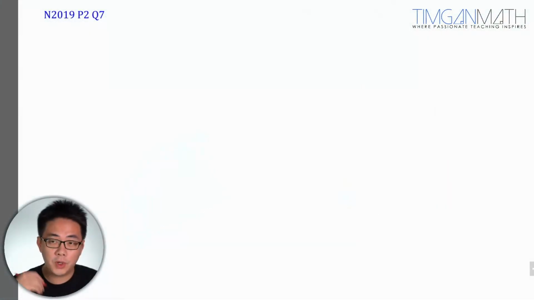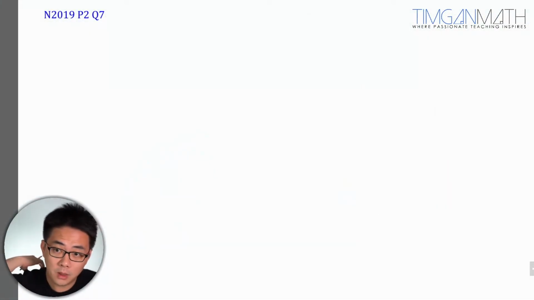Hi students, let's look at this question here, which was taken from the year 2019 Paper 2 Question 7 from the H2 Math paper. Let's see how we can do this proficiently. This question is on binomial distribution, I believe.